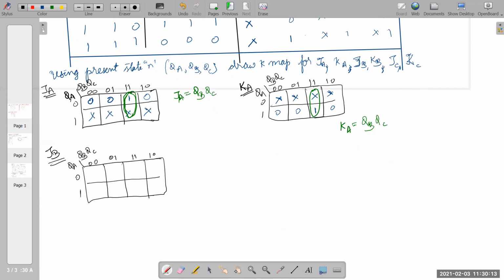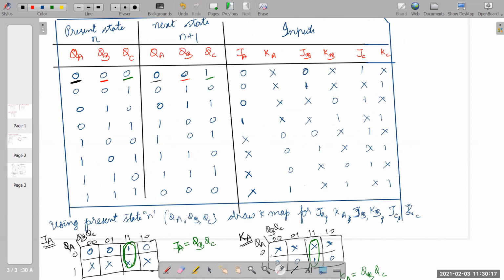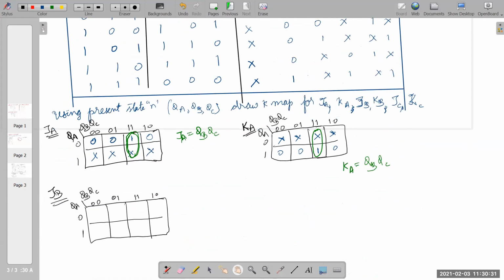Okay, so again I have to refer to the table here. Since I'm going for JB, I have to refer to this 01XX, 01XX. So you see, if you refer to this table, you can fill this column. You can fill the JB K map. Here it should be 0, 1, X, X, 0, 1, X, X.